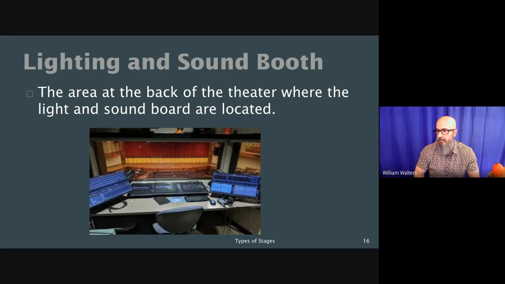So again, lighting and sound booth on the left-hand side: the area at the back of the theater where the light and soundboard are located. You guys can see from the picture, the stage is right out there in front, tinier, because this booth is all the way at the back of the house. Sometimes, like I said, the sound board is in the middle of the house. Because what they don't want to do is be enclosed in a room. If you're out in the house, you can hear the sound better. You're getting a better perspective of how the audience hears the sound, so you can make adjustments to the levels a lot easier.